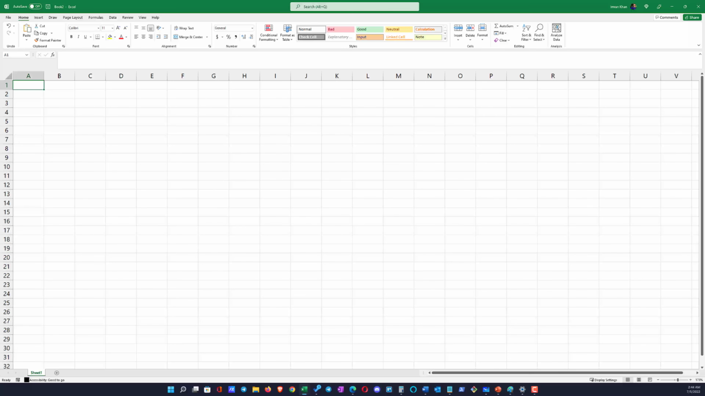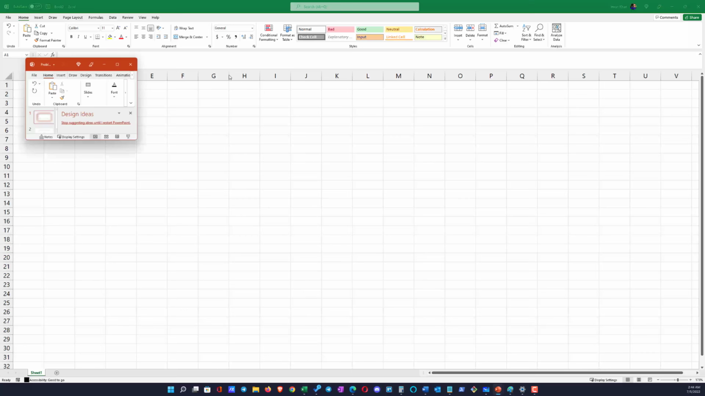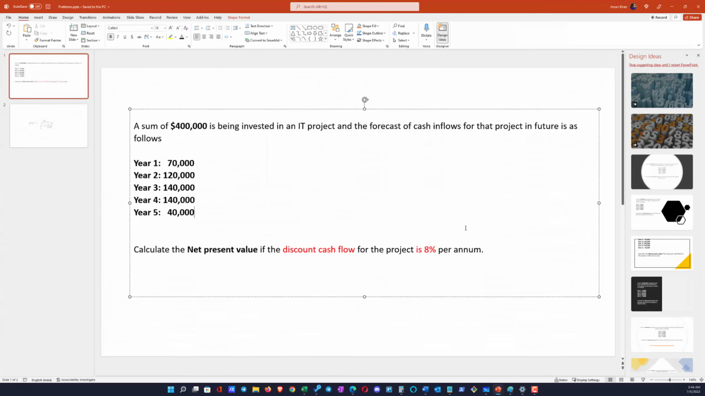Before we get started, we need to have a problem statement, right? So I'm going to get you a problem statement. Let's take this example. A sum of $400,000 is being invested in an IT project, and the forecast has been done by forecasting engineers or forecasting analysts. That's a different topic altogether. I can explain how the forecasting techniques work. It's an interesting concept. If you need to know how forecasting is done, let me know, and I'll make a video on it.